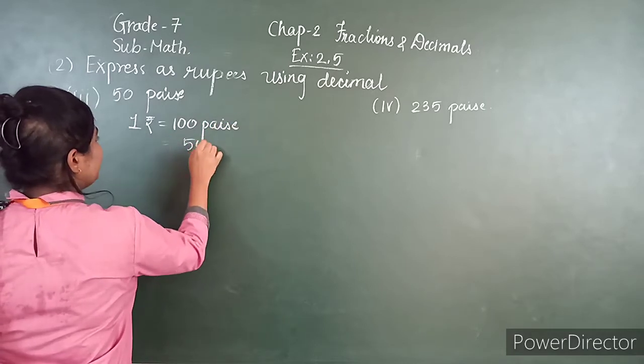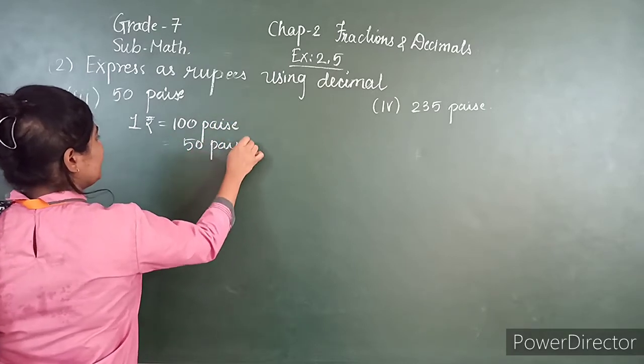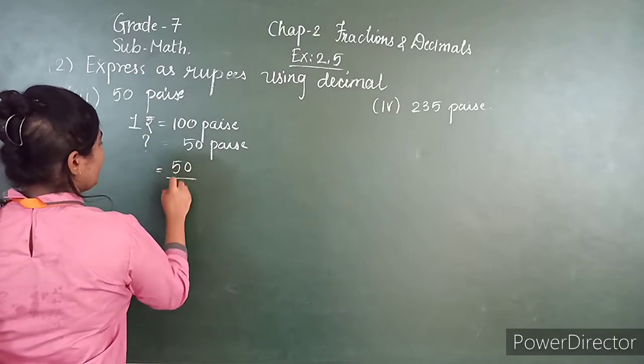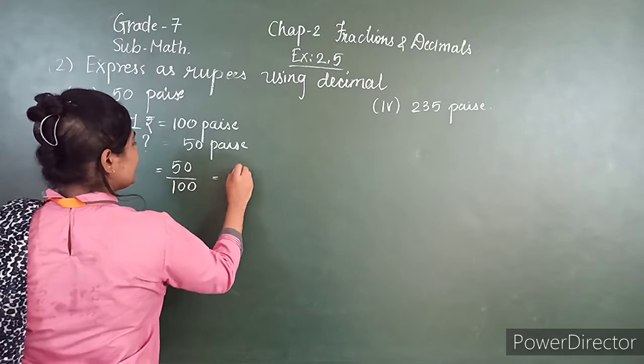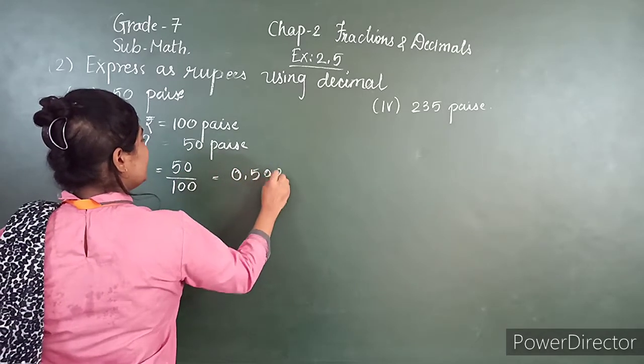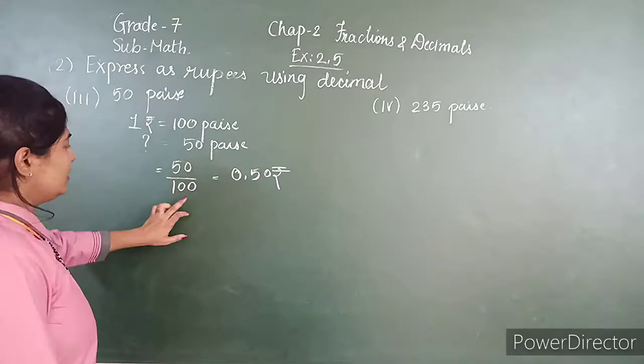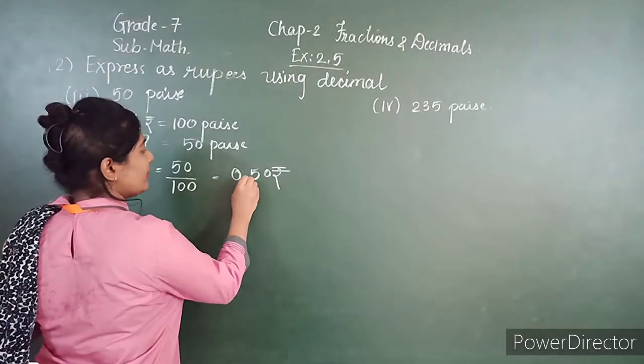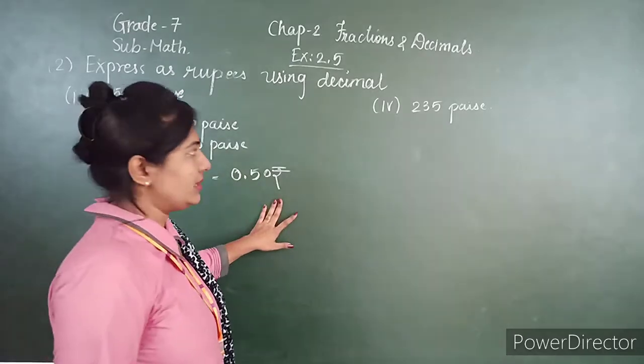So 50 paise, it means how much rupees? So 50 upon 100. So it is 0.50 rupees. Here two zeros are there, so we have to put point before two numbers. So it is 0.50 rupees.